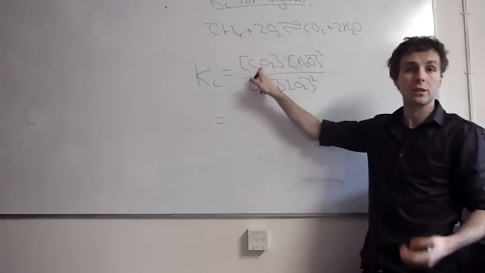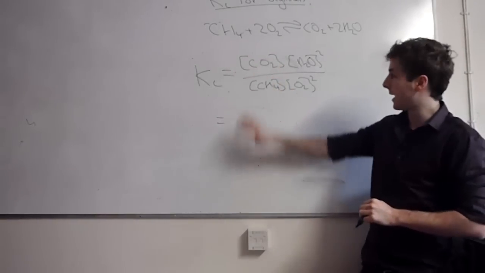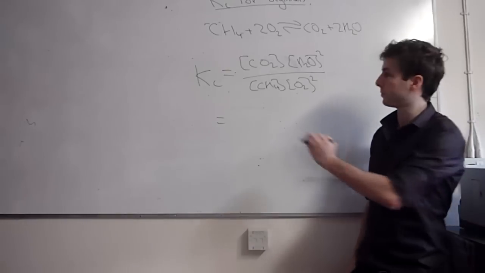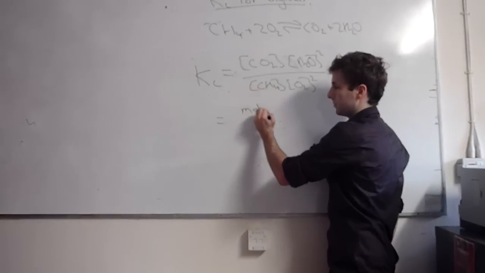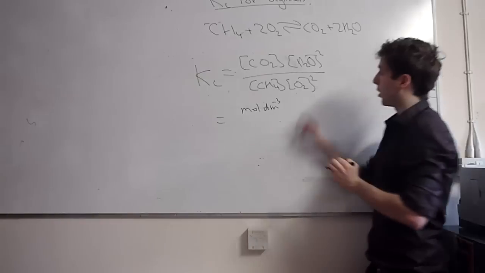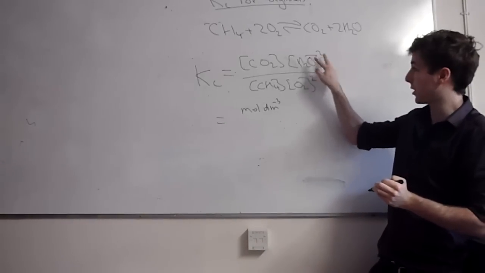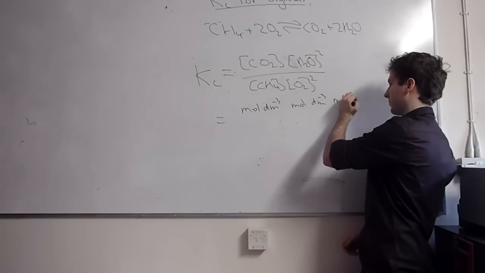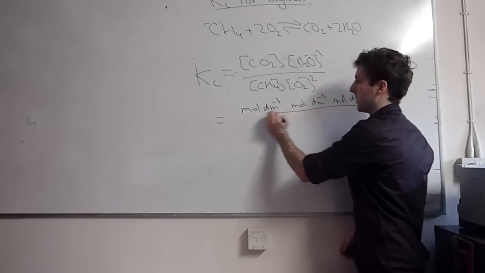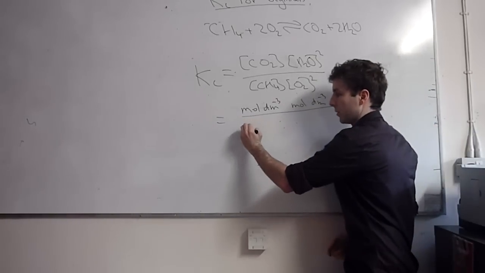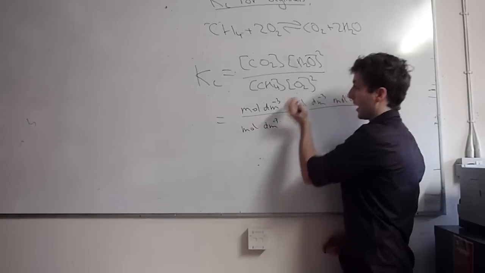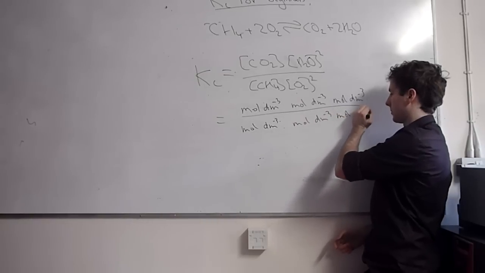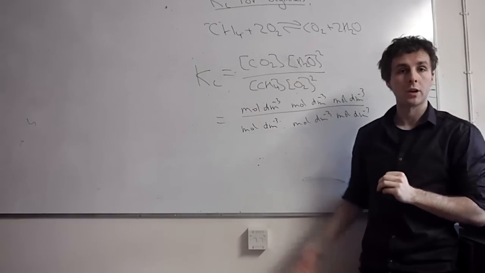So that means the concentration of CO2. So what I'm going to do is replace this with the units of concentration, which is moles per decimeter cubed. So I've got a moles per decimeter cubed there. I've got 2 moles per decimeter cubed there, because there's 2 of them. And on the bottom, again, I've got a moles per decimeter cubed, and 2 more moles per decimeter cubed.